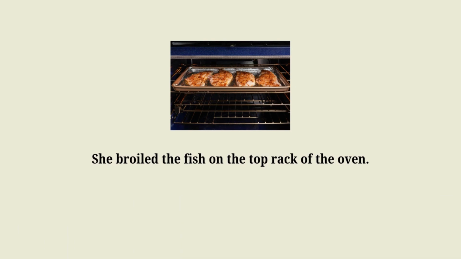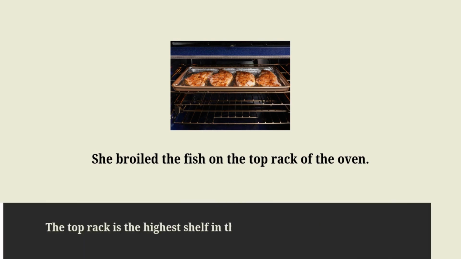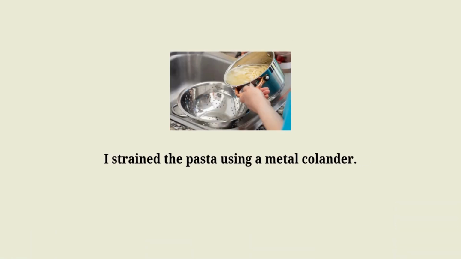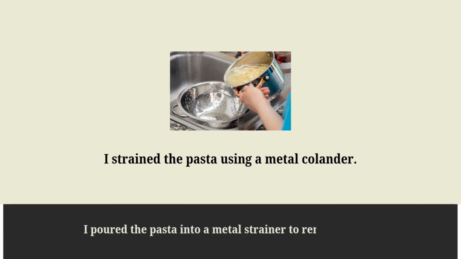And rack of the oven means the metal shelf inside the oven where you place food to cook or bake. So the top rack is the highest shelf in the oven, closest to the top heat source. I strained the pasta using a metal colander. In simple terms, I poured the pasta into a metal strainer to remove the water.